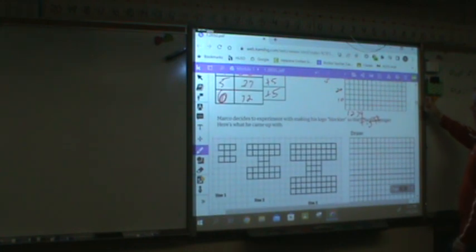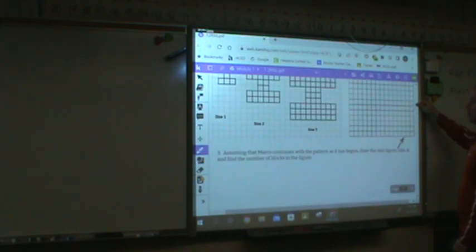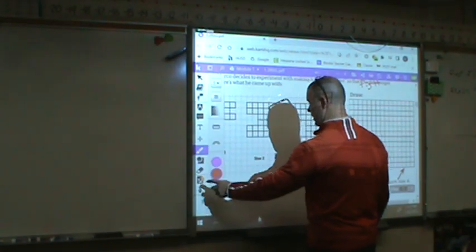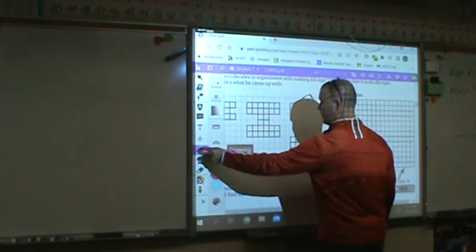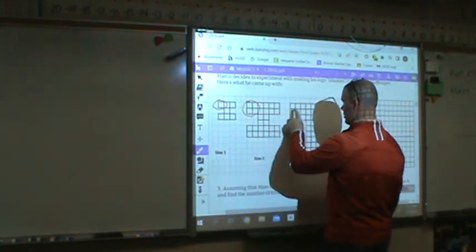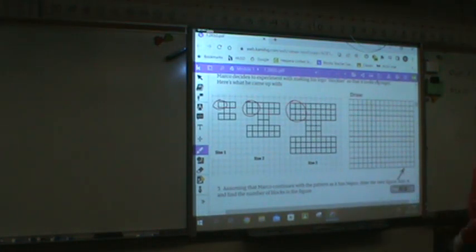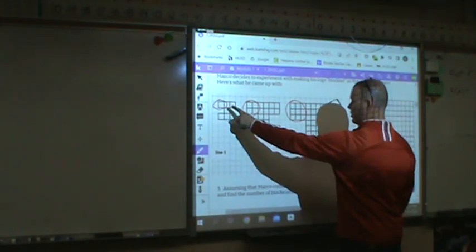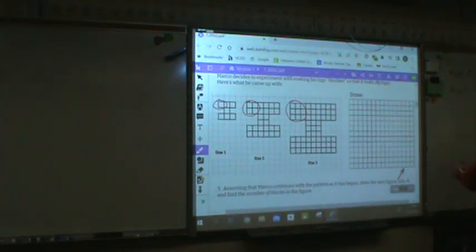All right? Moving on. Marco decides he wants to make it look a bit blockier, so he toys with the design. So what's going on here? Well, let's keep in mind how we broke up the other figure. We broke up the other figure by looking at a section of the eye. That is how we did that. Assuming that Marco continues with the pattern as it began, draw the next figure in the sequence. So pause a second and see if you can draw the next figure in the sequence. Noticing 1, 2 by 2, 3 by 3, so what should be here? So pause and draw it.